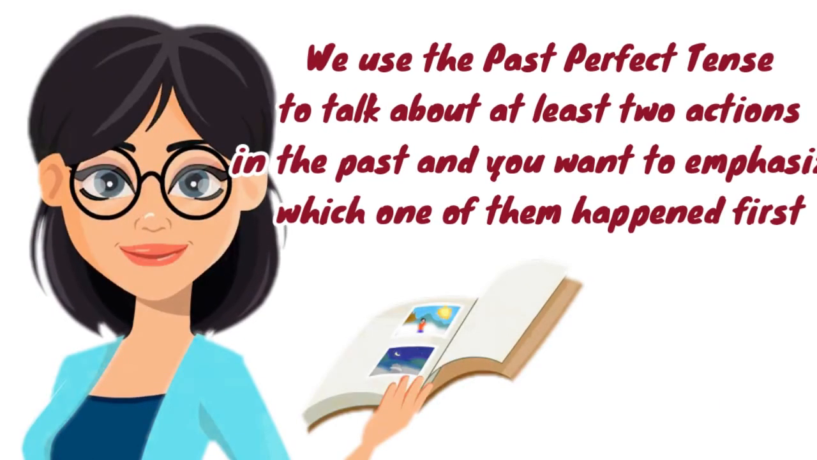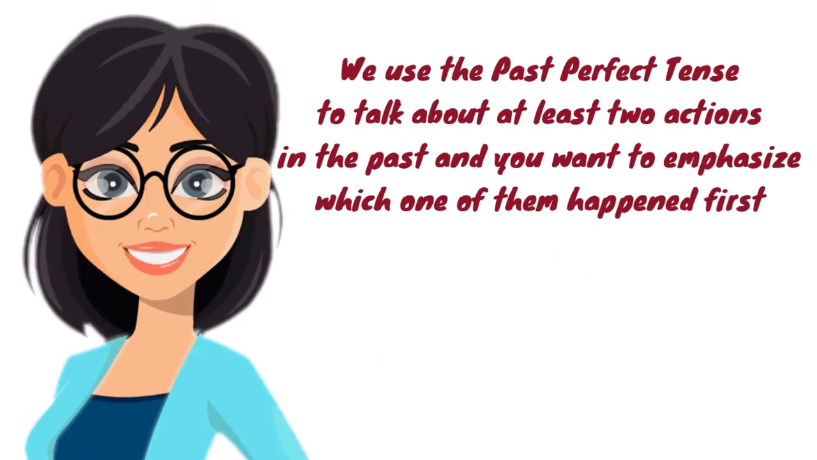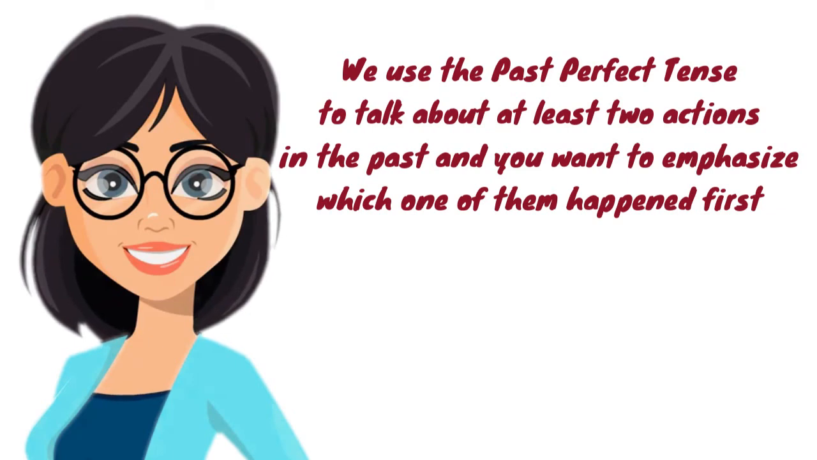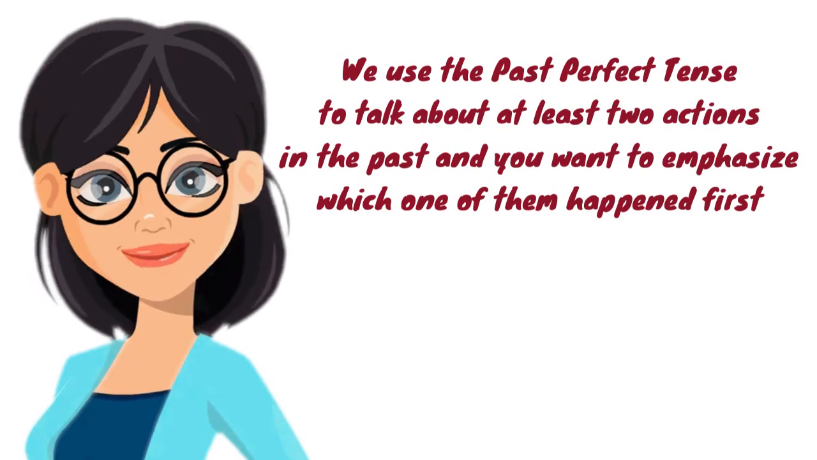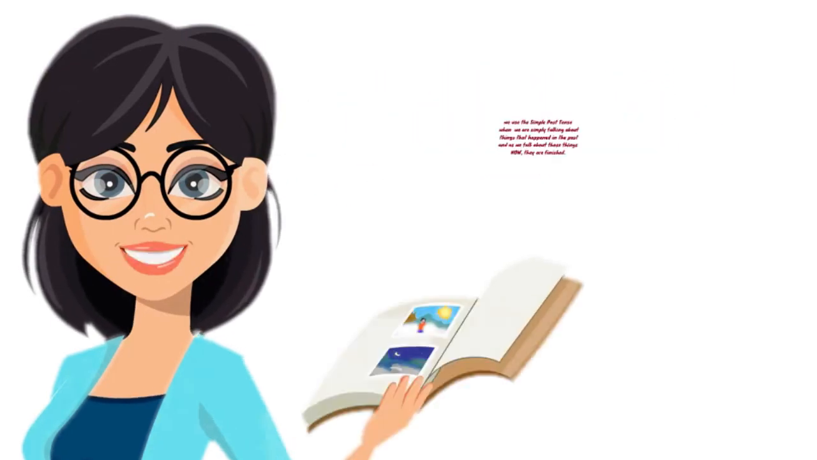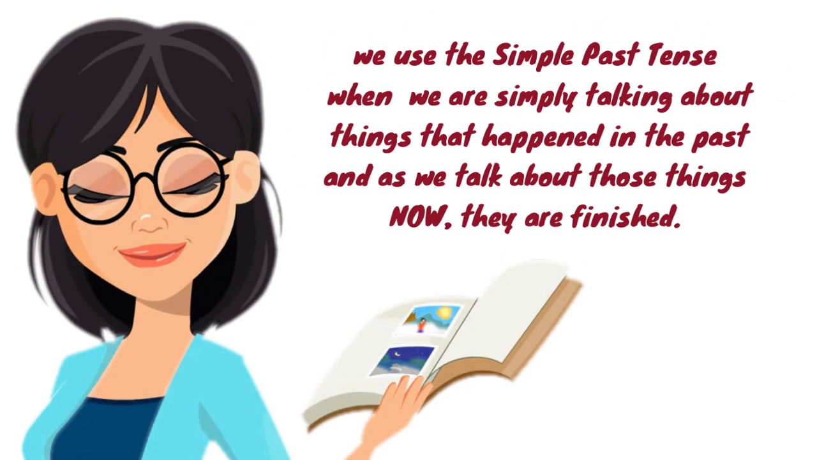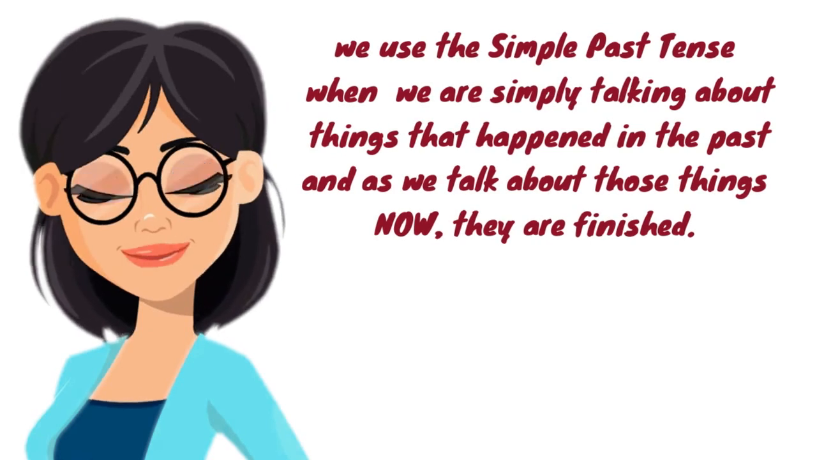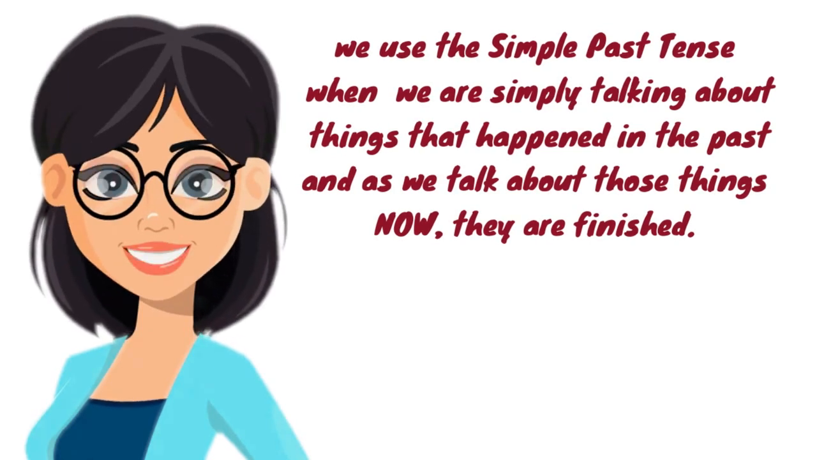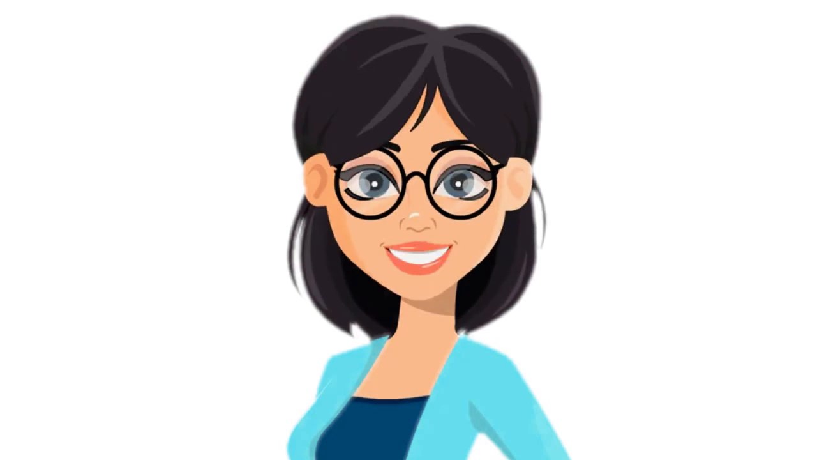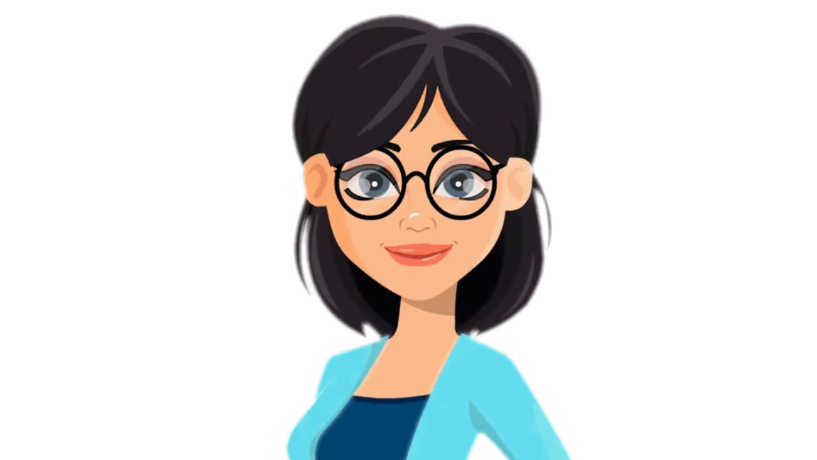Is it now clear to you that when we use the past perfect tense, we talk about at least 2 actions in the past and you want to emphasize which one of them happened first? On the other hand, we use the simple past tense when we're simply talking about things that happened in the past, and as we talk about those things now, they are finished. Is that clear? That's all for today. Have a nice day.